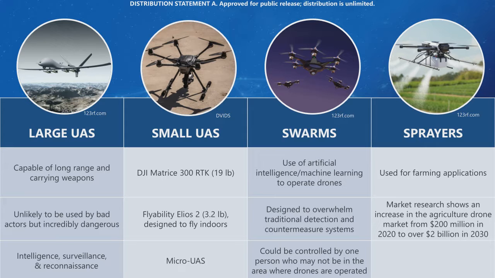In addition to the official categories, let's break this down from the threat perspective into large UAS, capable of carrying long range weapons and, as I've already said, also used for ISR: intelligence, surveillance, and reconnaissance. You have small UAS, such as the DJI Matrice 300, and dozens, probably hundreds of others, as well as the Helios 2, which is only 3.2 pounds, designed to fly indoors, down to micro UAS, which, like I said earlier, could fit in the palm of your hand. This is also what most hobbyists are typically going to build. It would be a small UAS, a lot of times a quadcopter, which can be built at home.